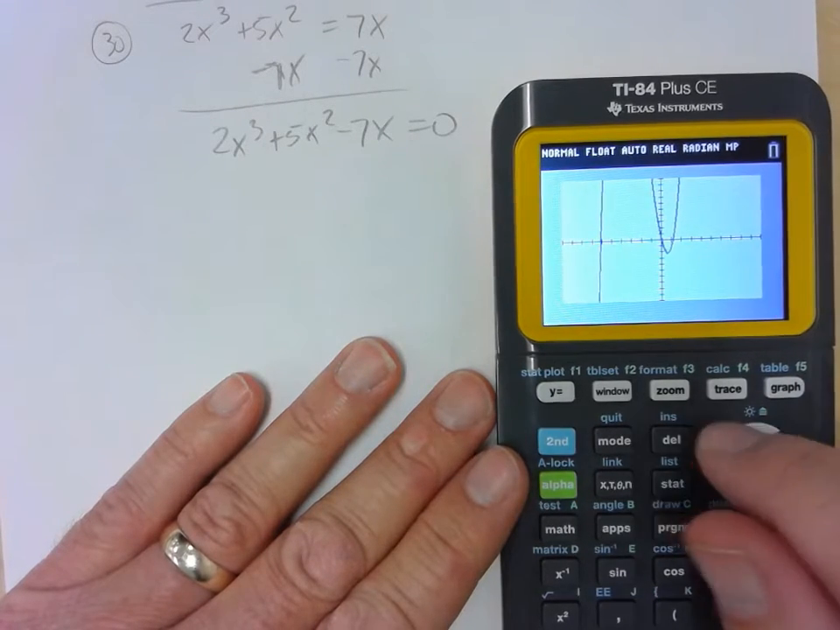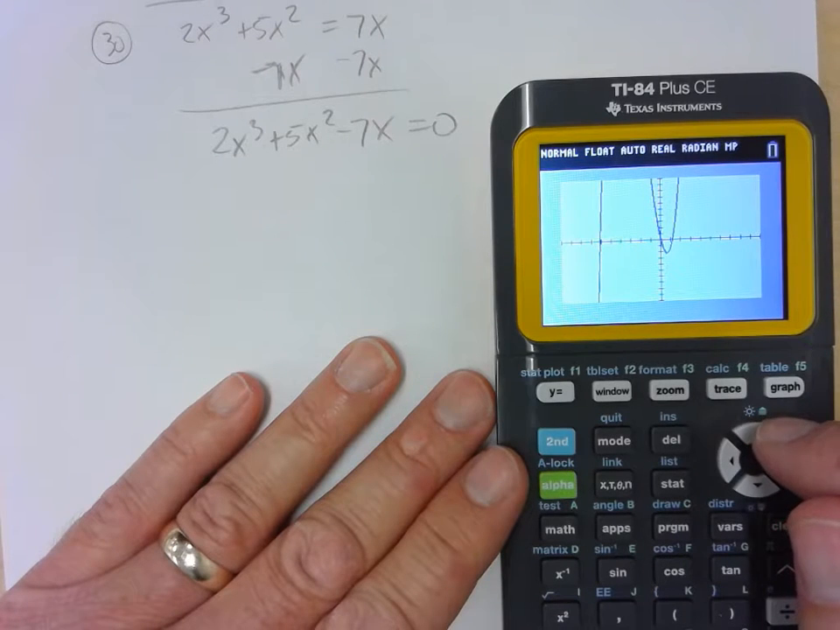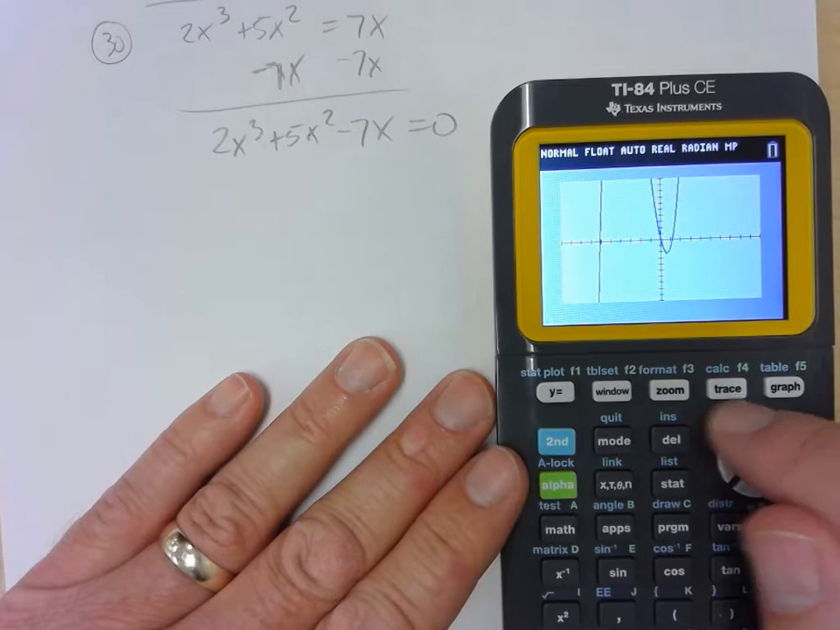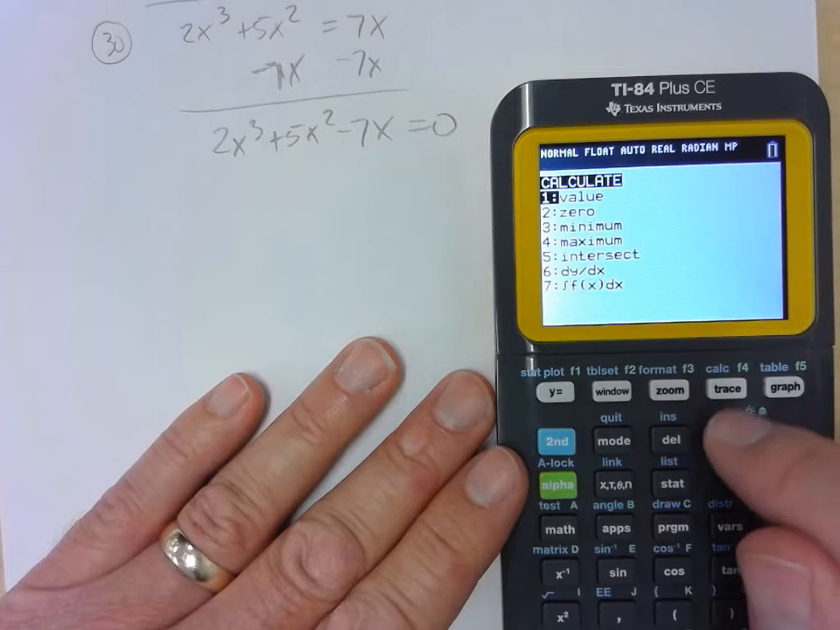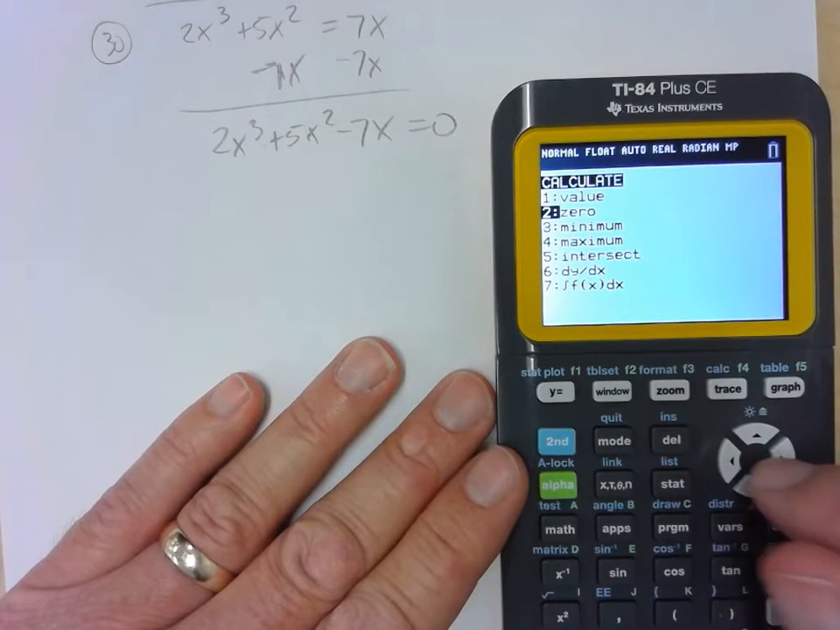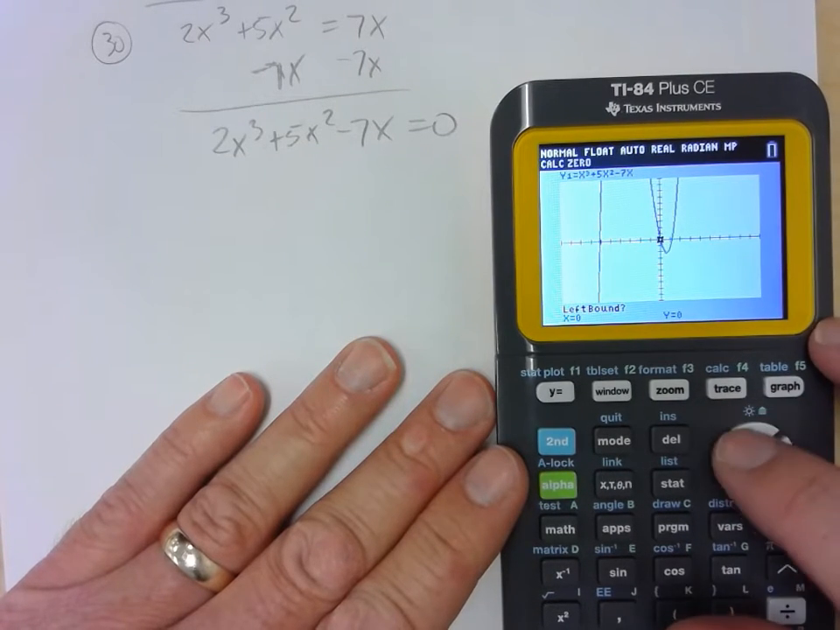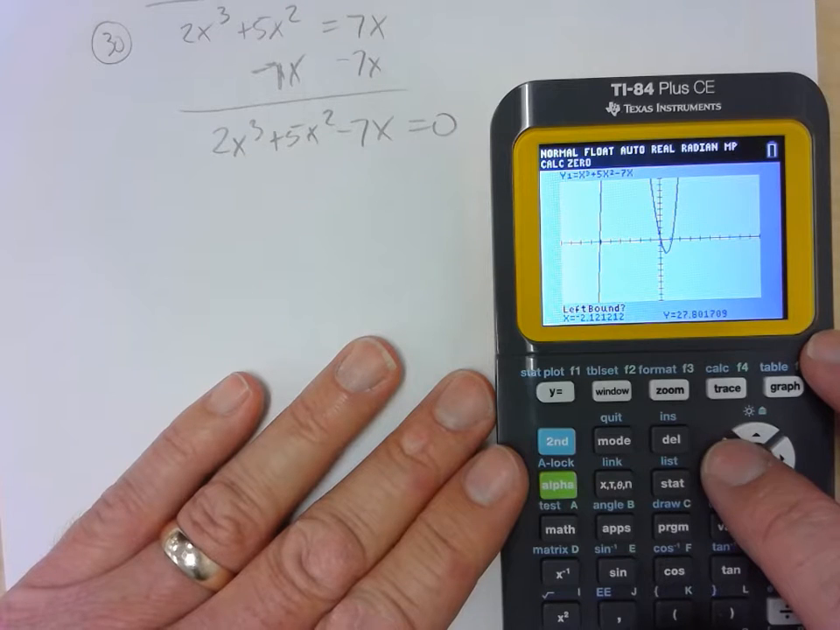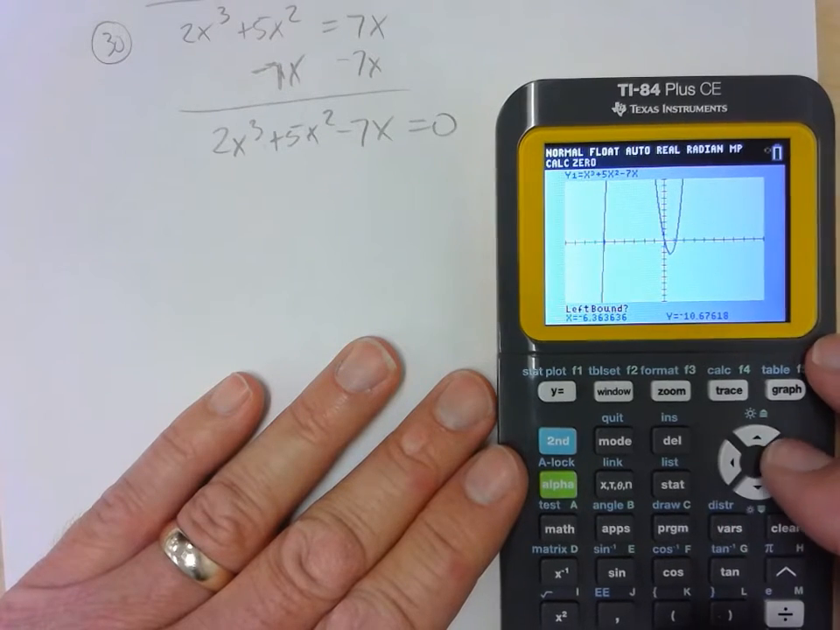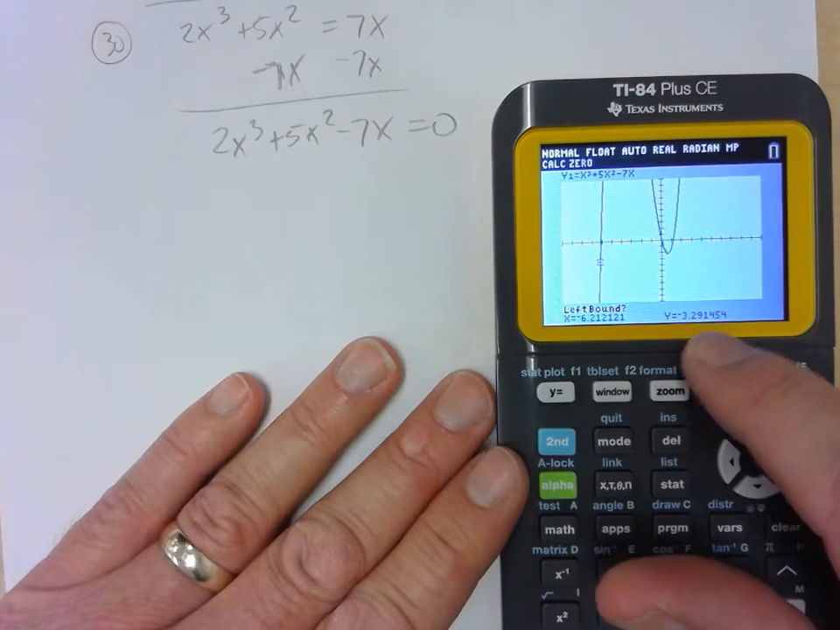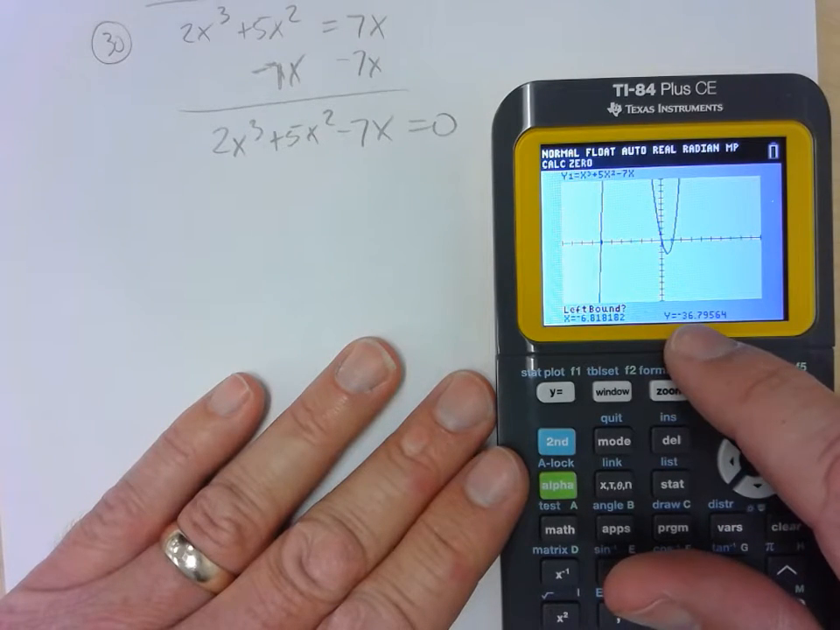Well, let's see if that's true. So I'm going to go to second calculate, and I'm going to do 0. So I got to get on the left side of the 0. There we are. And you can kind of see where you are by looking at the y values here. Like, see, I'm at negative 36. That's really far down there, so you know where you are.